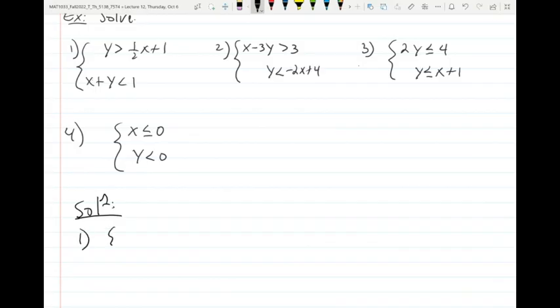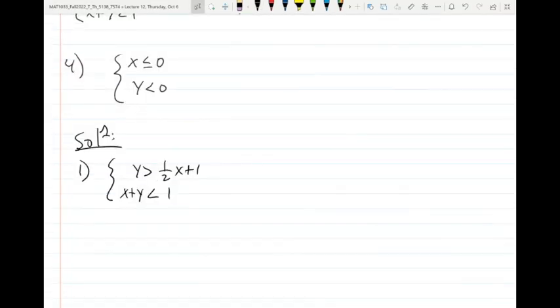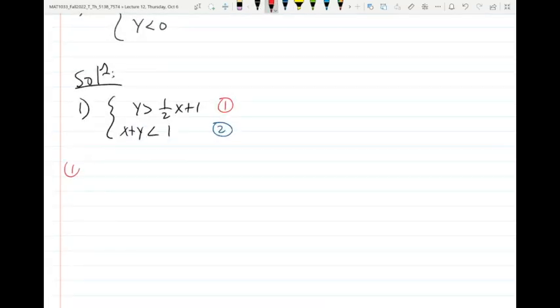Let's do number 1. So number 1, this is an AND type, okay, even though it doesn't say it. It will not be AND type if you see the word OR, okay? Otherwise, it's AND. Which means we need to intersect. So we want to solve each of the inequalities, and then we put them on the same picture. So let's focus on the first one. The first inequality. Let's call this one number 1, and this one I'm going to call number 2. So number 1, that's y greater than 1/2 x plus 1.